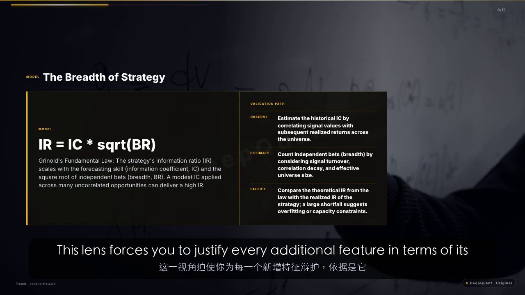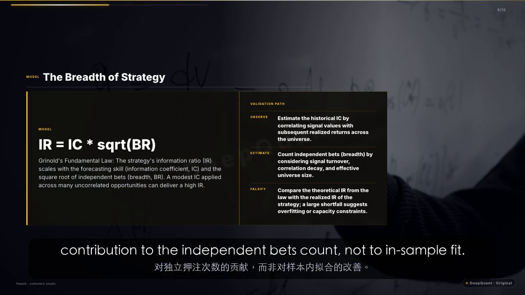This lens forces you to justify every additional feature in terms of its contribution to the independent bets count, not to in-sample fit.